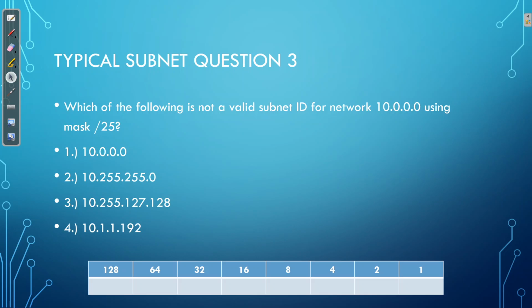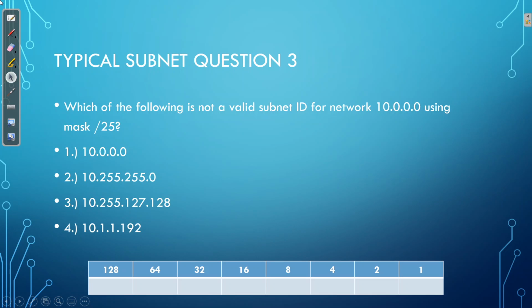So I'm assuming you've paused the video and you've given this a good old-fashioned try. So now I'm going to work through this myself. Looking at this question, it's saying which of the following is not a valid subnet ID for network 10.0.0.0 using a /25 mask. The first thing I would do is to work out my increment, because then that will tell me what my subnet IDs should be and which octet I should be incrementing in to find my next subnet ID.